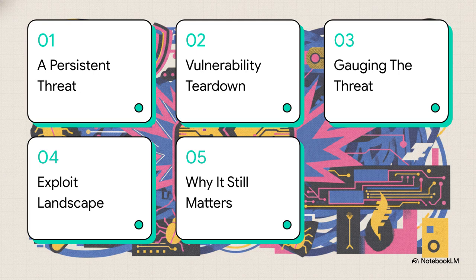So here's our game plan. First, we'll try to get our heads around this weirdly persistent bug. Then we'll get technical and deconstruct how it actually works. After that, we'll look at the hard data to gauge the real threat level, check out the evidence for exploits out in the wild, and finally, we'll connect all the dots to figure out why this old bug is still such a big deal today.